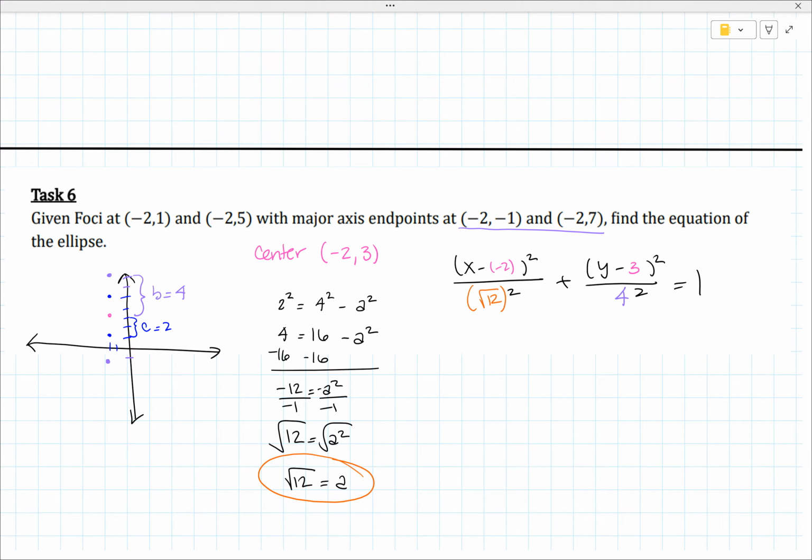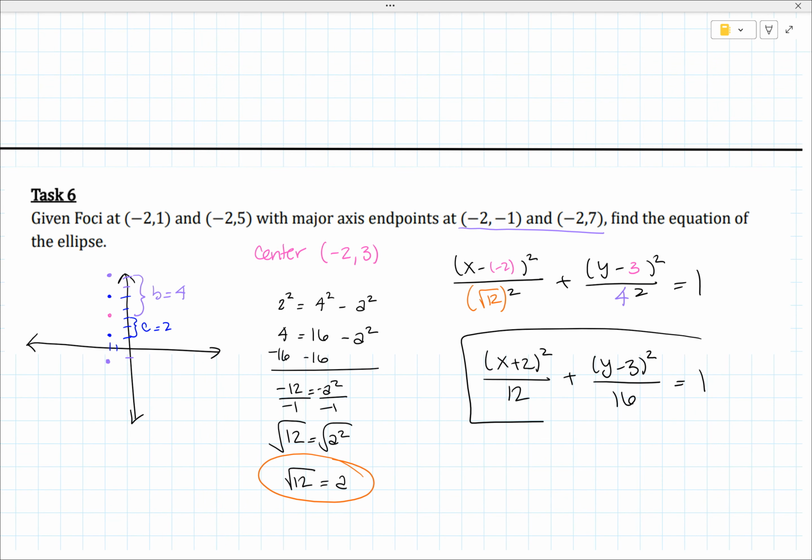All right, simplify anything that looks messy. We have x plus 2 squared, and then square root of 12 squared is just 12. That's why we didn't end up simplifying our radicals. We were just going to plug it in anyways. Y minus 3 squared over 16, and then don't forget your equals 1. And then there you go.